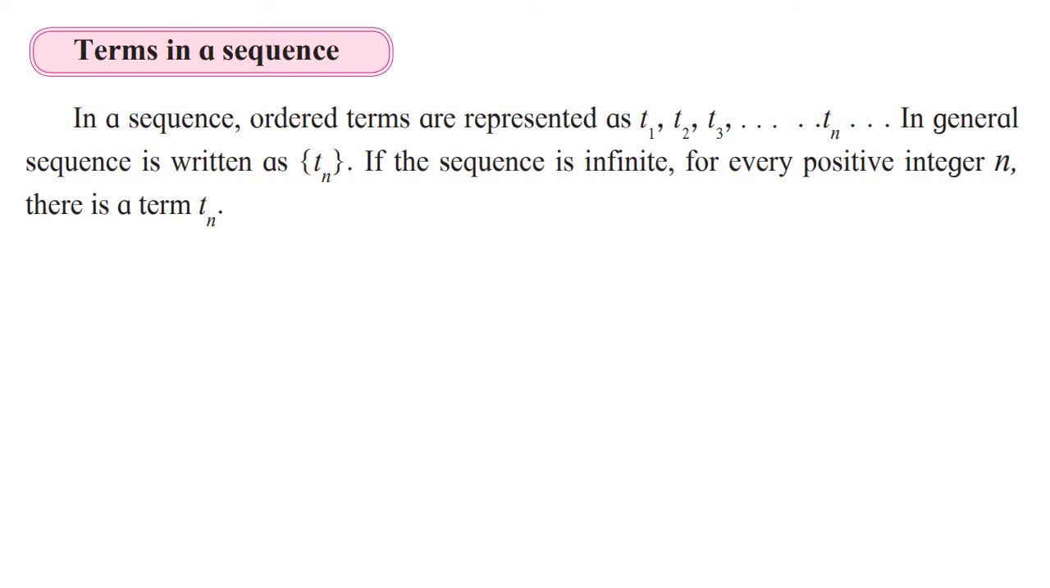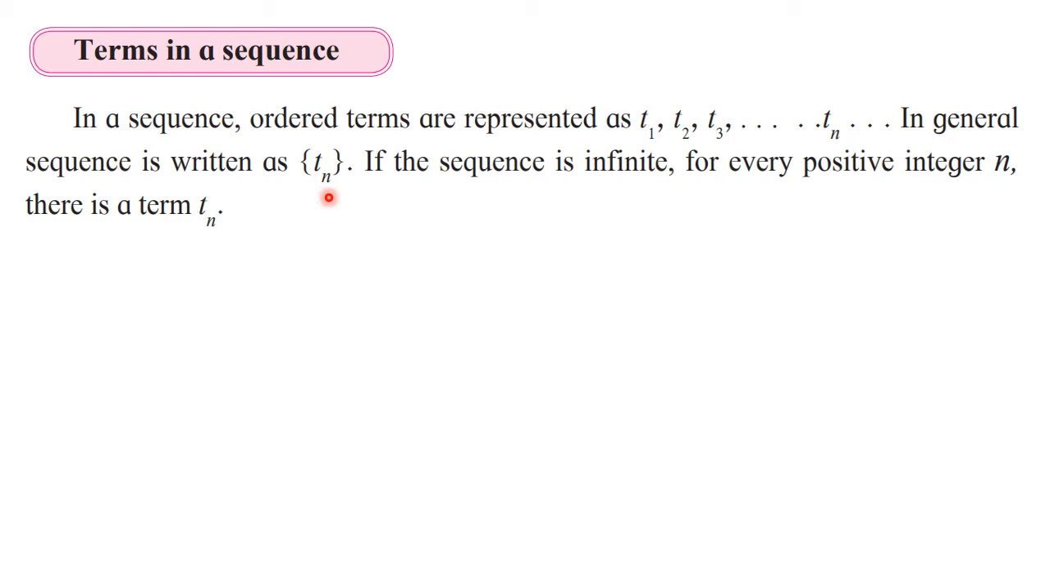So, terms in a sequence. To denote the terms in a sequence, we use the letter T. In the sequence, the ordered terms are represented as T1 meaning first term, T2 meaning second term, T3 meaning third term, and so on. And Tn is called the general term or nth term of the sequence. So the general term is written as Tn. Please take note that Tn stands for general term.